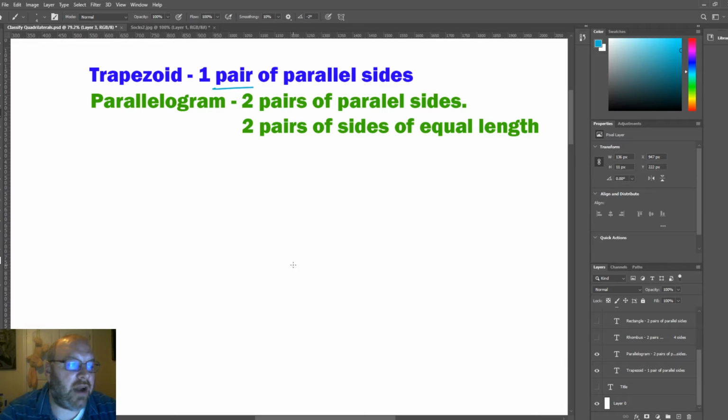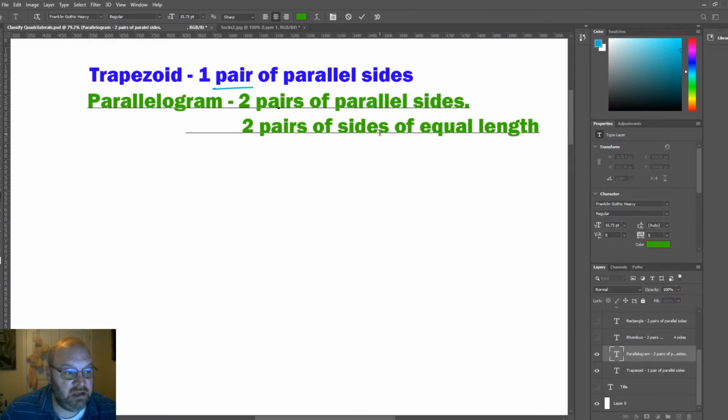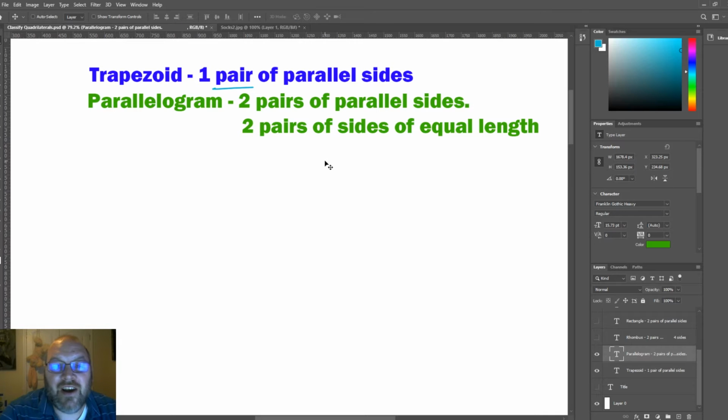Then we have a parallelogram, which is two pairs of parallel sides, which I spelled wrong. There we go. Two pairs of parallel sides and two pairs of sides of equal length, okay? So look at this word pairs again. It comes up. Two pairs of parallel sides. So if you have two pairs of socks, how many socks do you have? One pair is two socks. Okay? Two pairs is four socks. So you have two pairs of parallel sides and two pairs of sides of equal length.